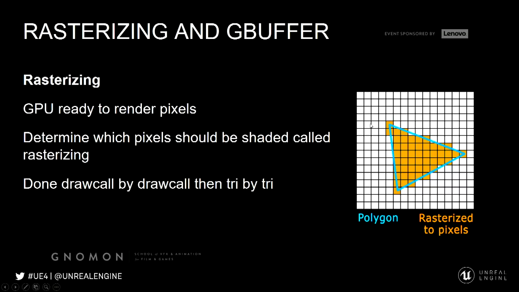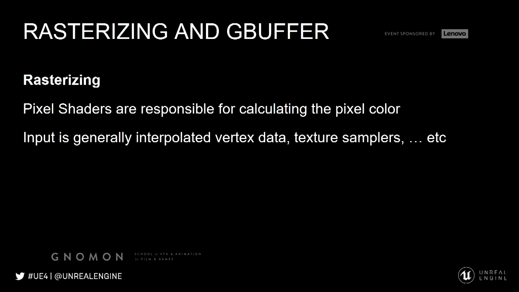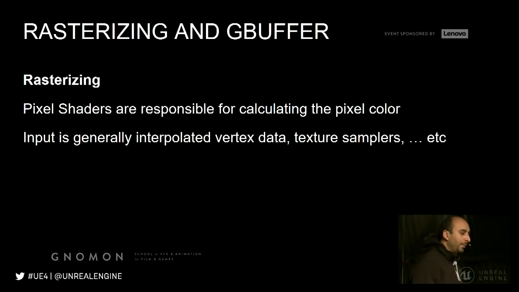If you see here on this magnified pixel grid, we have a blue triangle, and the rasterization for this triangle gives us those orange pixels. The thing to know is it happens draw call by draw call, again to be more efficient. Then it goes triangle by triangle in the same order it is submitted to the GPU. Similar to vertices, for pixels we have pixel shaders responsible for calculating the final pixel color. Its input generally is interpolated vertex data, texture samplers, and other things.